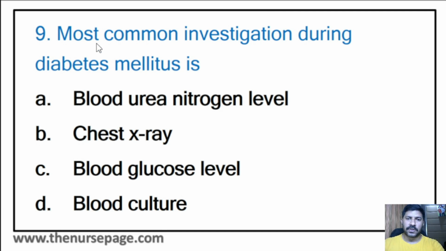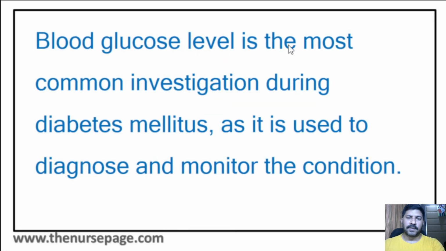Ninth question, most common investigation during diabetes mellitus: blood urea nitrogen level, chest x-ray, blood glucose level, blood culture. Easy question. Correct answer is blood glucose level. Blood glucose level is the most common investigation during diabetes mellitus, as it is used to diagnose and monitor the condition. Usually with blood sugar monitoring, we can monitor the progress of the disease, and the progress of the treatment also.